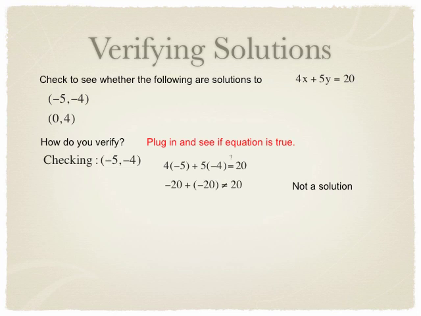Okay, let's try the next point. 0, 4. Putting in 0 for x, 4 for y. Put in parentheses for the variables, and then put my numbers inside. So I have 0 plus 20. Well, that's 20. 20 equals 20, so that is a solution. That point is on the graph of that line.